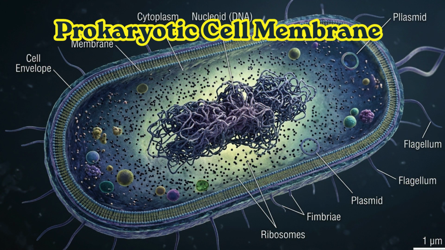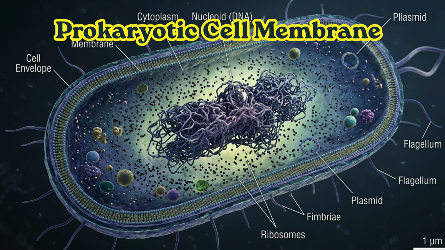Prokaryotic cell membrane. Prokaryotes such as bacteria have a simple cell membrane. It has the following features. Number 1, it is mainly composed of phospholipids and proteins. It lacks membrane-bounded organelles, only the ribosomes are present in the case of bacteria. It performs transport and energy-related functions.